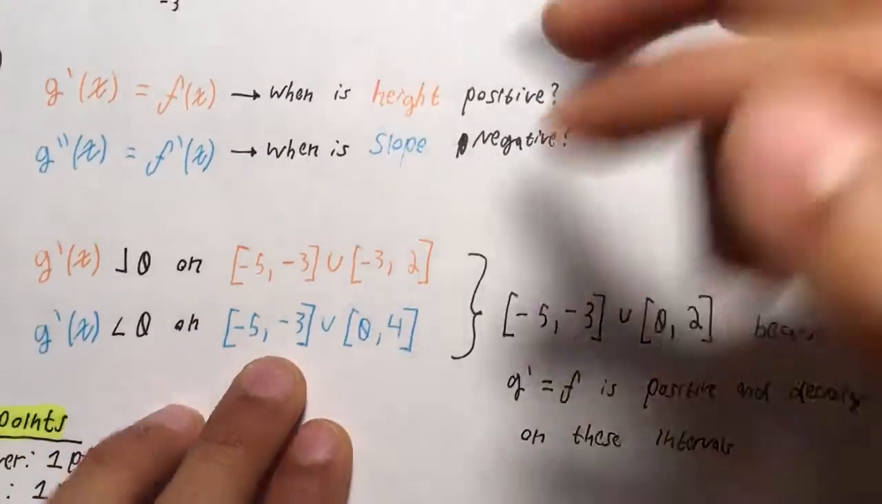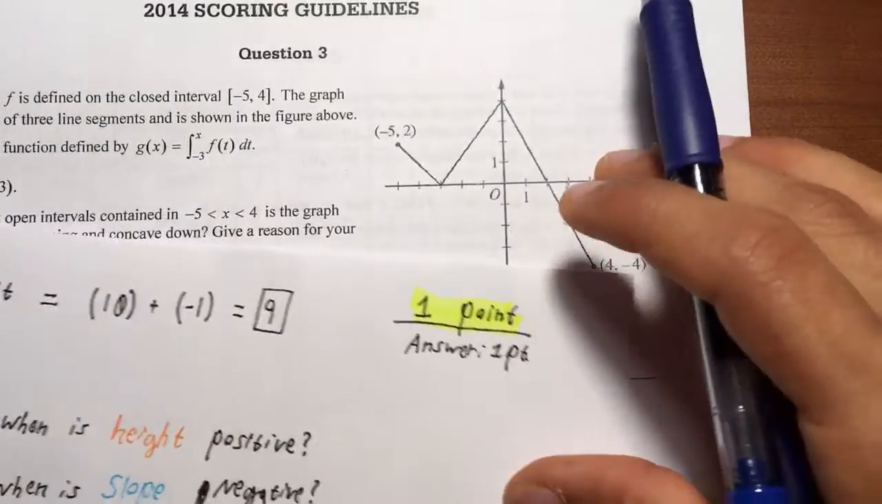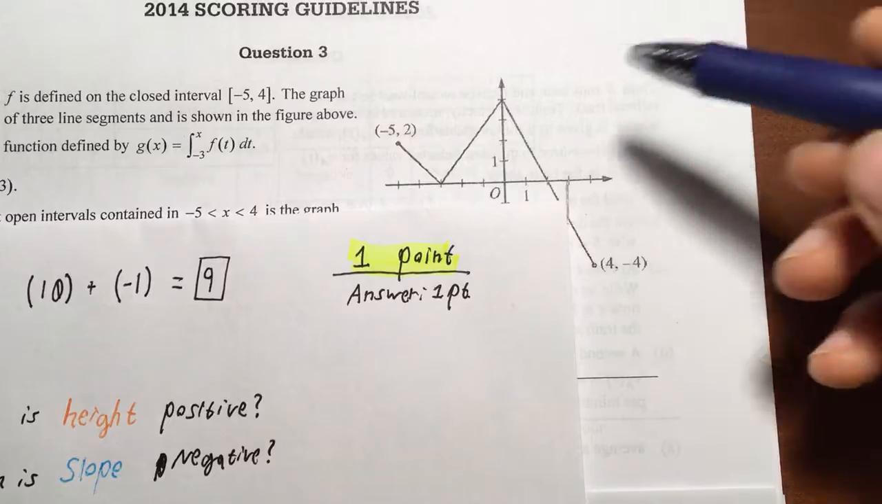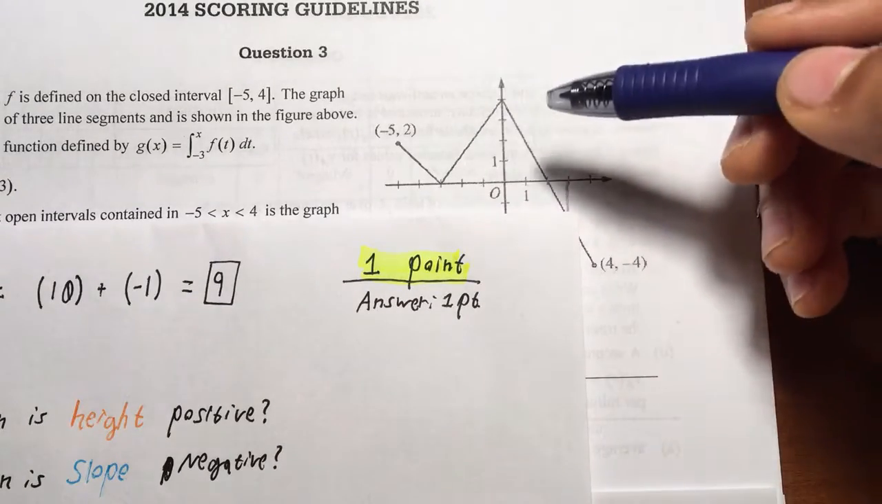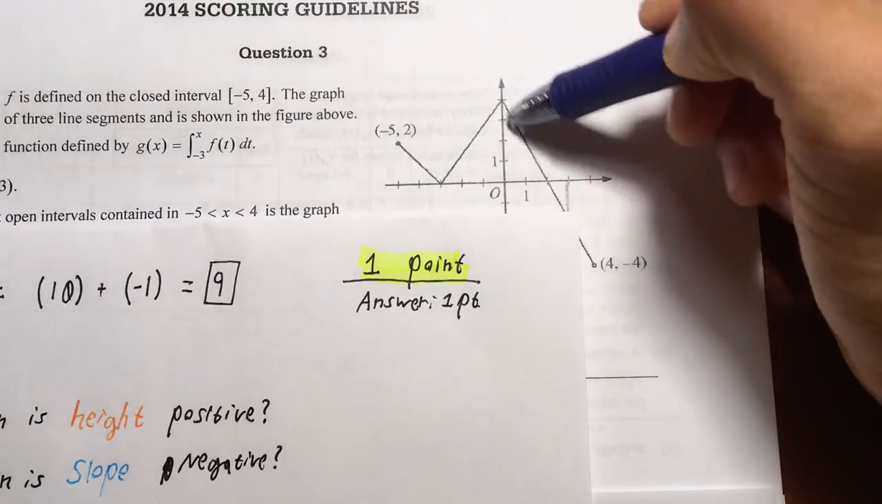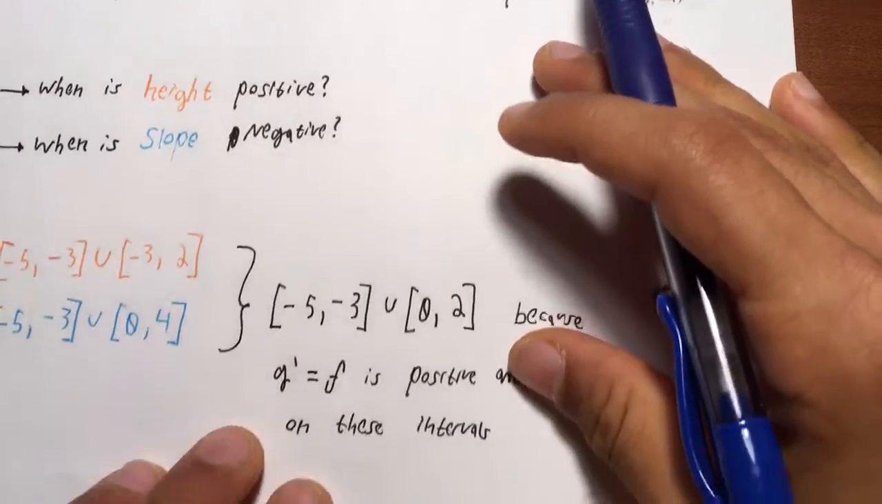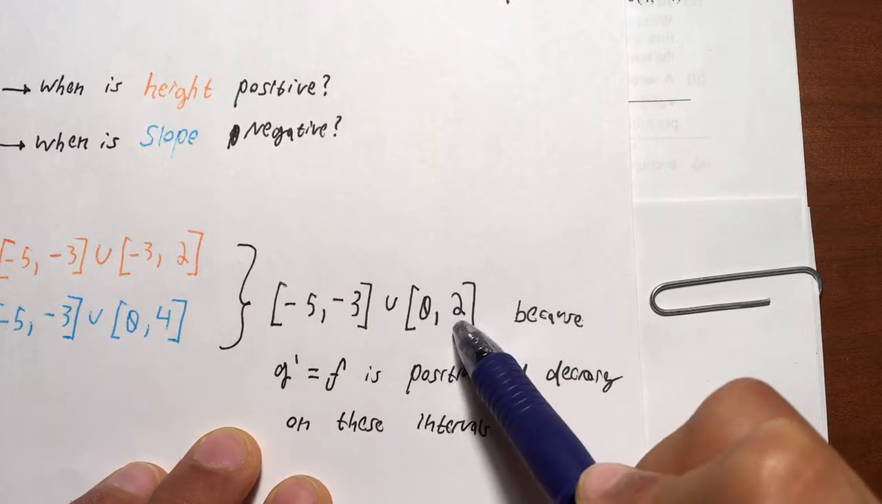Again, you can write that out and organize your thoughts, but eventually you're going to combine the two. The portion, let's say, where it's both increasing, or the height is positive, and concave down, where the slope is negative, is going to be here and here. Or just simply from -5 to -3, union 0 to 2.